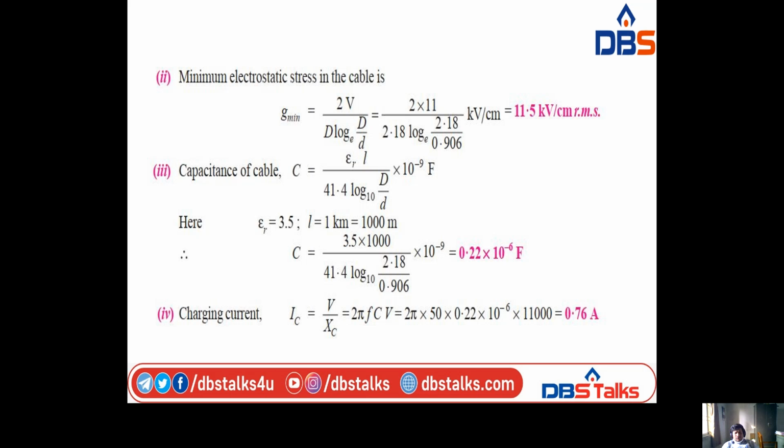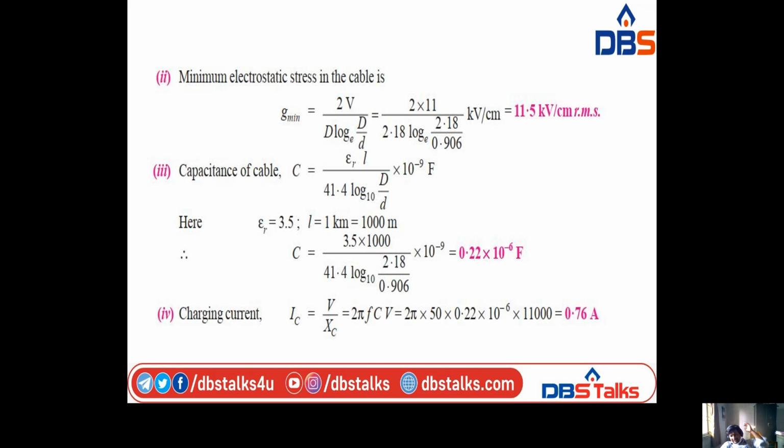So charging current IC is equal to V by XC, that is V by 1 by omega C, that is equal to V omega C. Omega means 2 pi F. So V 2 pi F C: 2 pi into 50 into C 0.22 into 10 power minus 6 into V 11,000. Therefore, after calculating the above expression, we get charging current IC is equal to 0.76 amperes.